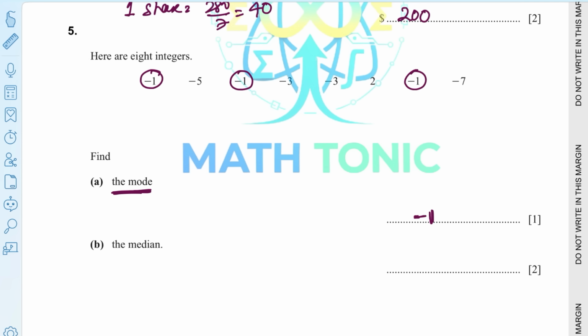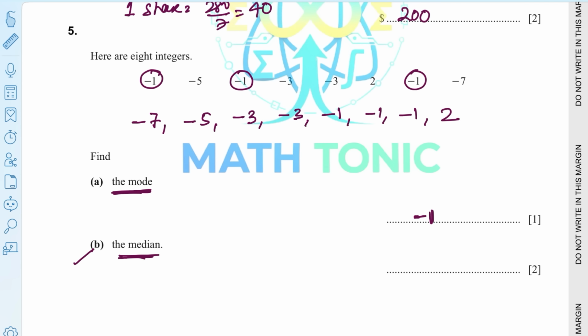Okay, how to find the median? Median is called the middle number. Clear? To find the median, the first step is to rearrange the numbers from smaller to greater or greater to smaller. For this case, I'm rearranging the numbers from smaller to greater. So the smallest number we have first is minus 7. Then we have minus 5. We have minus 3 twice, right? Then we have minus 1, then minus 1 again. So minus 1 thrice. And at the end, we have 2.